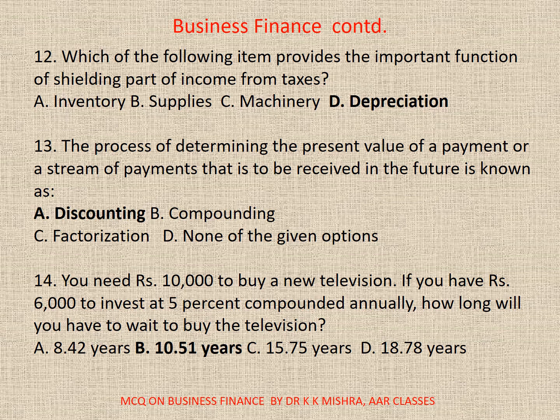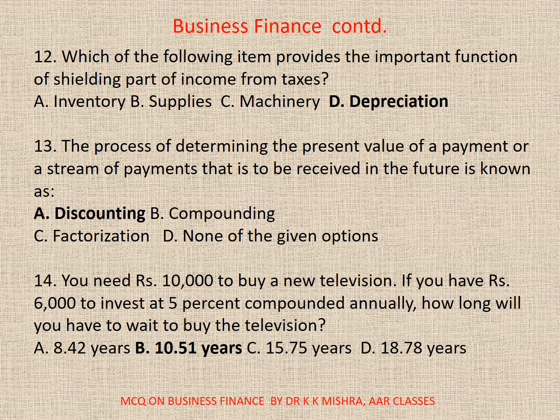13. The process of determining the present value of a payment or a stream of payments that is to be received in the future is known as A. Discounting, B. Compounding, C. Factorization, D. None. The correct option is A. Discounting. Actually, future value is discounted back at the given interest rate to find out the current worth of the amount to be received in future.